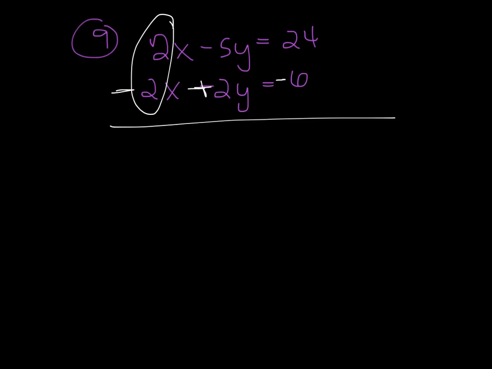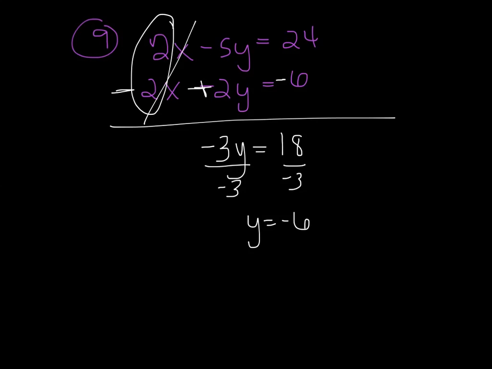Now if I add the two equations together, hasta la vista, x's are gone. Add my y coefficients. Negative 5 plus 2 is negative 3. Add my numbers. 24 plus negative 6 is 18. Now solve for y by dividing by negative 3. So now I have y equals negative 6. I have to find my x value, so I'm going to plug in y equals negative 6 into that top equation for y. And then I'm going to solve for x.